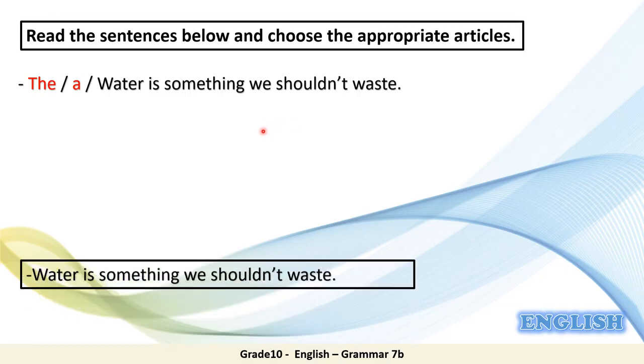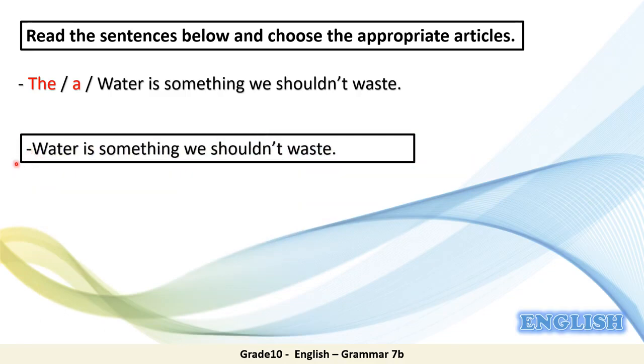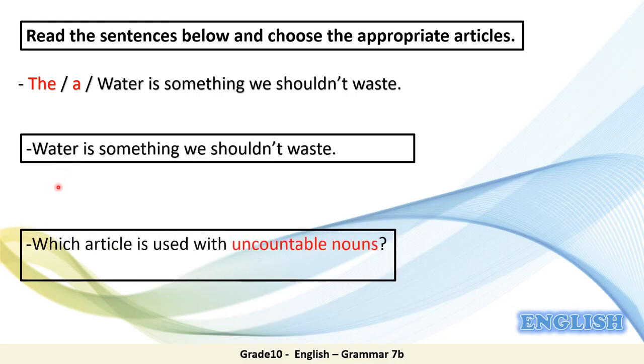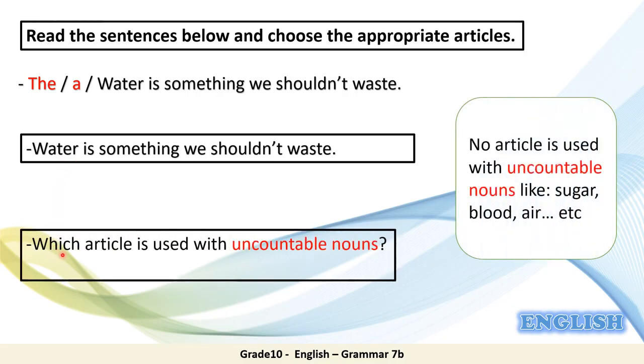That's right. It is no article. Water is something we shouldn't waste. Why do you think the correct answer here is no article? Look at the word water. Is it countable or a non-countable word? That's correct. So, we use no article with uncountable nouns like sugar, blood, air. These nouns cannot be counted.